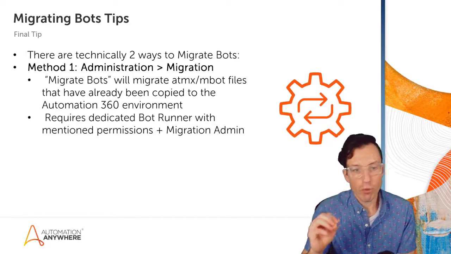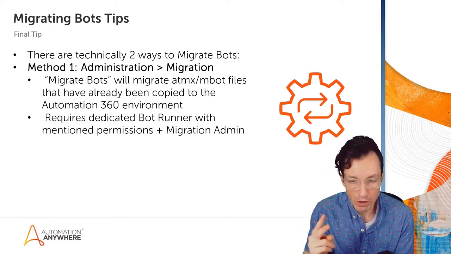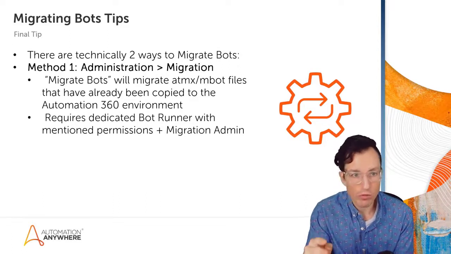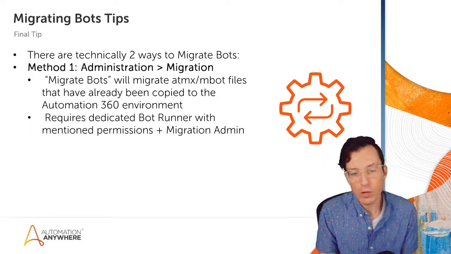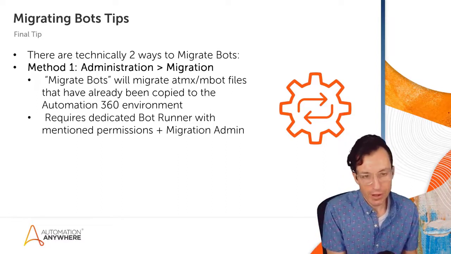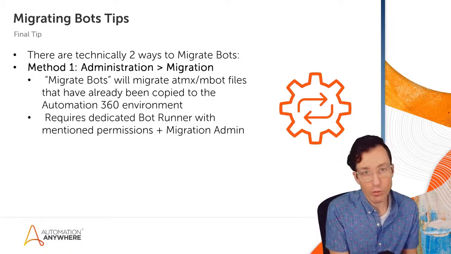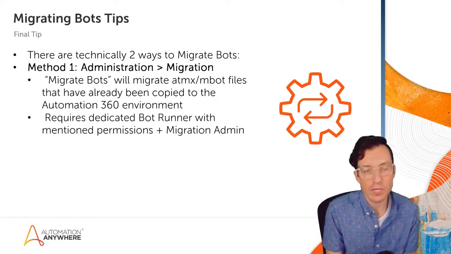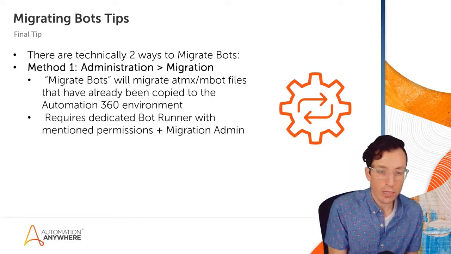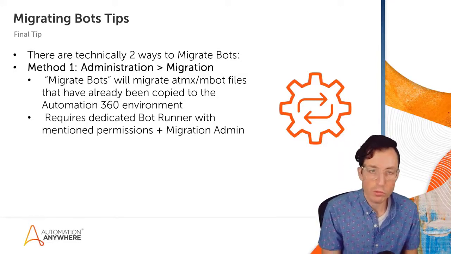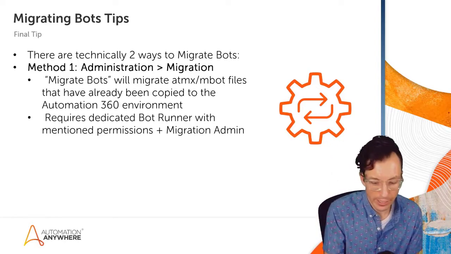Now, before we get too far into our demo here, I do want to talk about the fact that there's actually two ways to migrate bots. The way that we've talked about so far is running the migration wizard. You would migrate all ATMX and MBot files that have already been copied to the Automation 360 control room. I'll show you that here in a second. We'll be able to see those ATMX files and those MBot files, and convert them using this migration wizard. This does require a dedicated bot runner with those permissions, as well as a migration admin user. We'll set both of those up here in just a second.